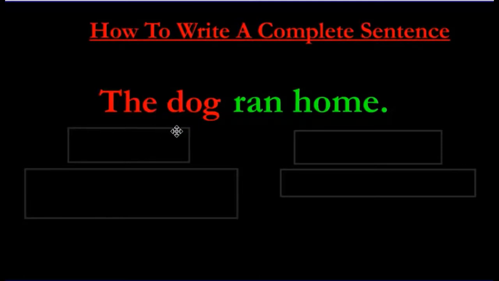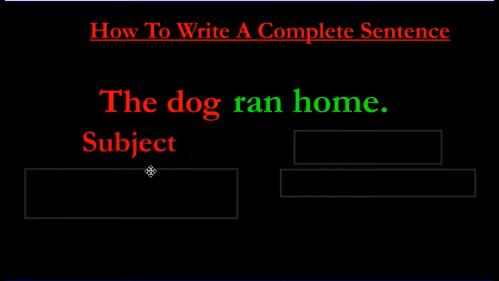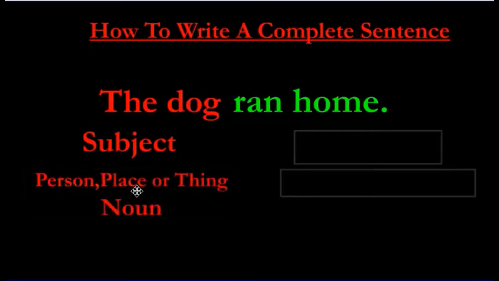So here's what you need to know about a complete sentence. Yes, it does have to start with a capital and has to end with a period of some sort, but it has to have two parts. A simple sentence has two parts. It has one subject. And what's a subject? A subject is a person, a place, or a thing. We call those persons, places, or things nouns. That might be a new word that you haven't heard before. A noun is a person, place, or thing.